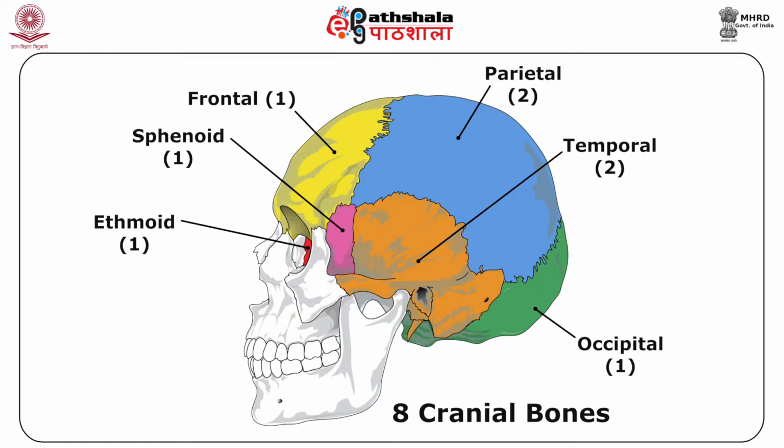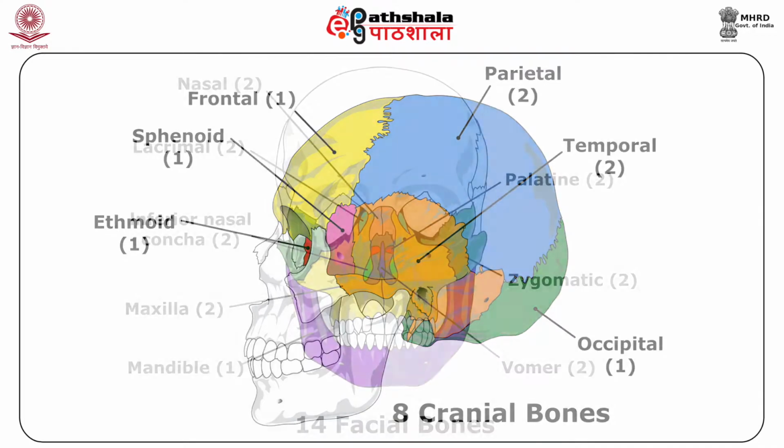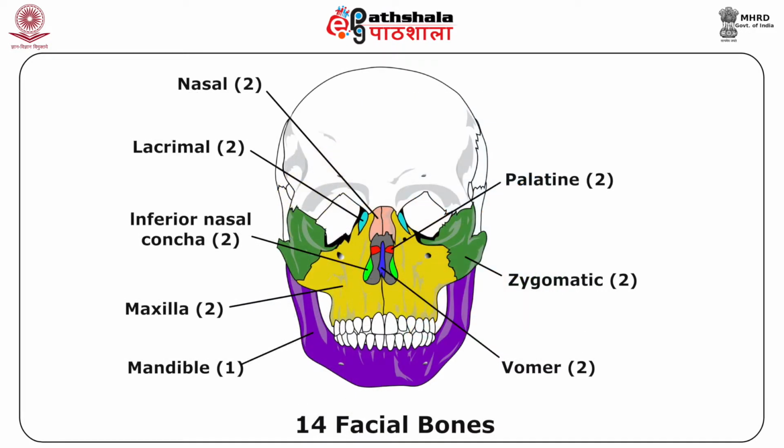The cranium, the 8 bones are 1 frontal, 2 parietals, 2 temporals, 1 ethmoid, 1 sphenoid, and 1 occipital. So there are a total of 8 bones in the cranium. Whereas in the facial bones, which are 14 in number, there are 2 nasals, 2 maxillae, 2 lacrimals, 2 zygomatics, 2 palatines, 2 inferior nasal conchae, 1 vomer, and 1 mandible, that is the jawbone.